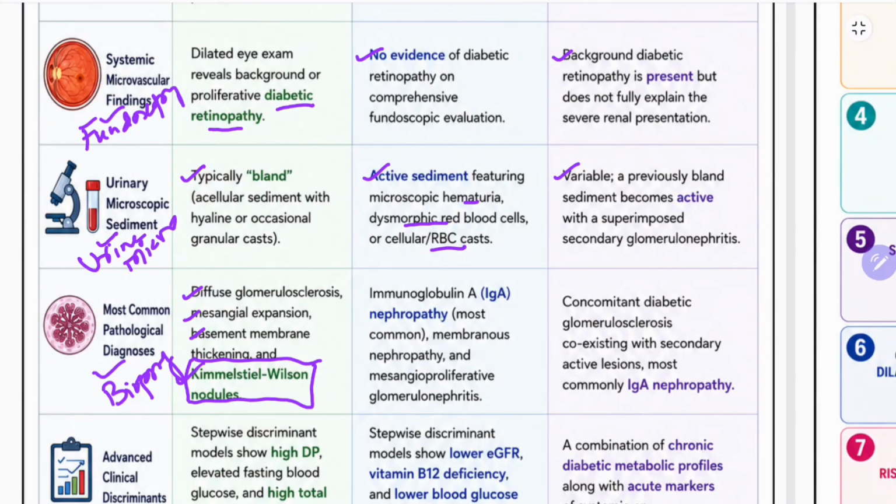And the most common cause of NDRD is IgA nephropathy. Then comes membranous nephropathy and mesangioproliferative GN, that is MPGN. Remember the most common is IgA nephropathy. In mixed lesions, concomitant diabetic glomerulosclerosis coexists with secondary active lesions, most commonly IgA nephropathy. So remember, IgA nephropathy is the most common cause of NDRD.